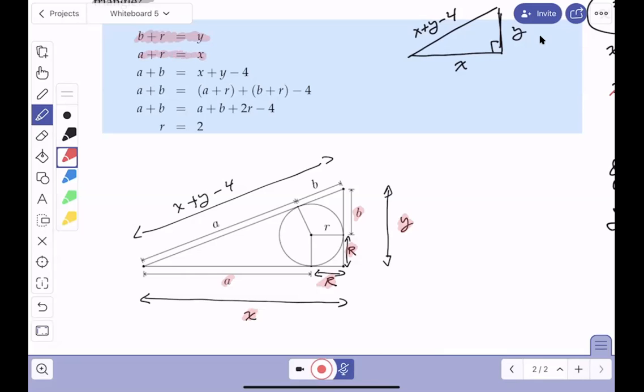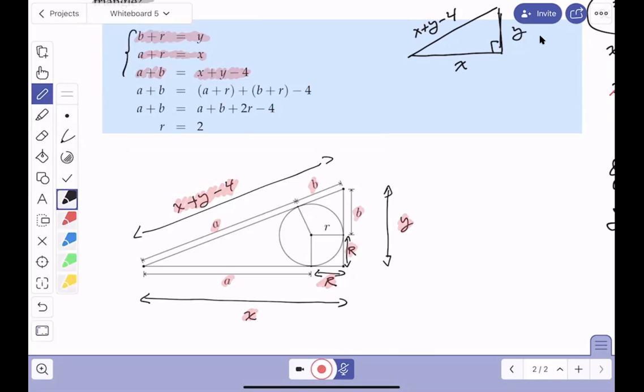Let's see what I got over here. I know this: A plus B is equal to X plus Y minus 4. I do not want to know what A is. I don't want to know what B is. I don't want to know what X is. And I do not want to know what Y is. But I have to figure this out, given the information I know. And let me just point out what I do know.